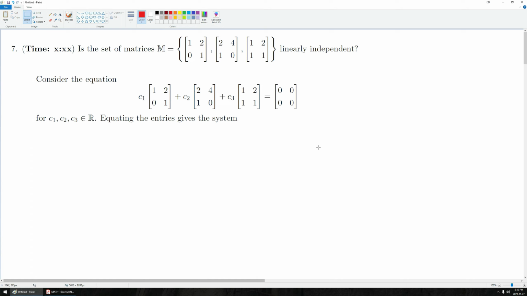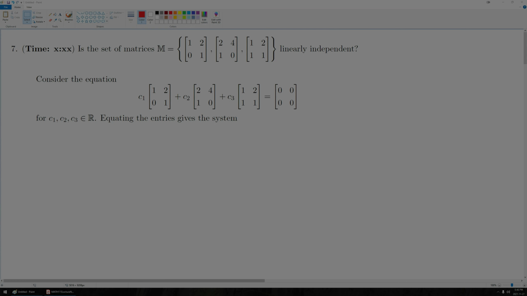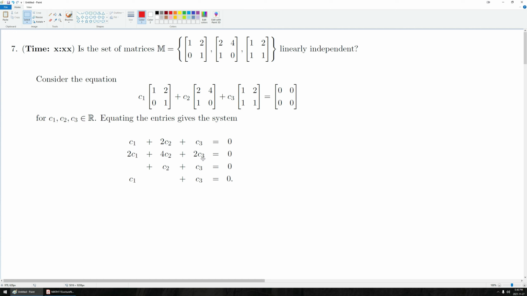Okay, so here, by the definition of equality in the set of all matrices, if this sum is equal to this matrix here, then the various entries will be equal to the same entry over here. So simply equating all of the entries together gives me a nice system of equations. So where's this coming from?